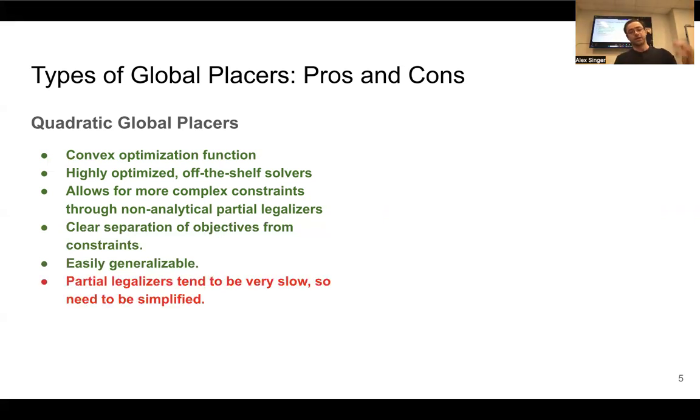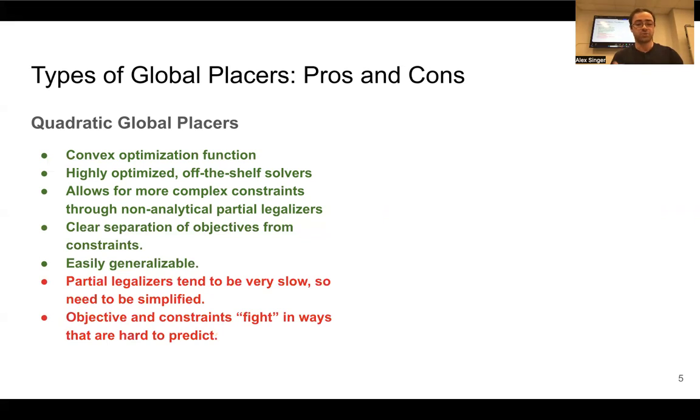One of the major downsides is that partial legalizers tend to be very slow, so they need to be simplified. I can't just use any old partial legalizer. I have to try and make it as efficient as I can. And also the objective and constraints fight in ways that are hard to predict. You're encoding it into your quadratic function, so it's hard to really trade off different constraints and different objectives.